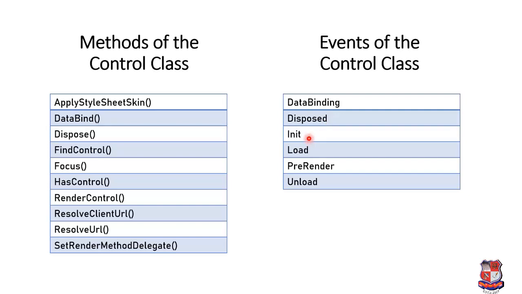Next is the Init event. We already discussed this. The Init event refers to the first step in the ASP.NET web page lifecycle and occurs when the server control is initialized. Next is the Load event. It occurs when a server control is loaded into a page object. Next event is PreRender. It occurs when the server control is about to render to its containing page object. And the last one, the Unload event. It occurs when a server control is unloaded from memory.